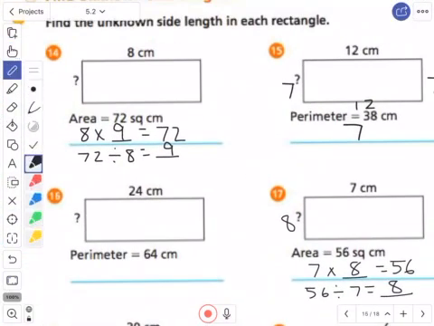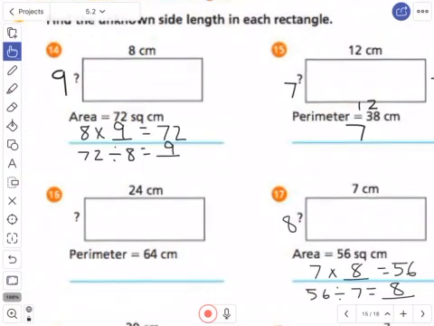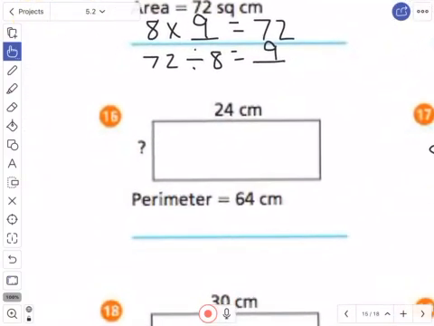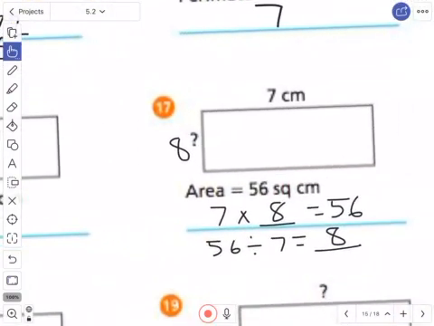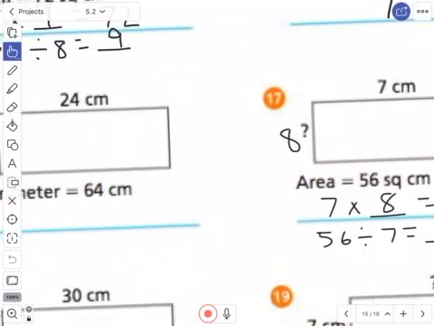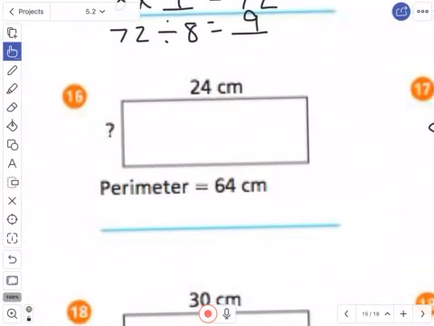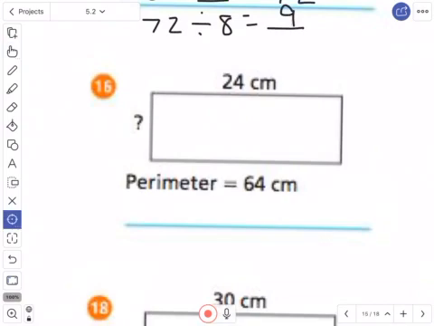I don't think I put that up there either. I did not. But perimeter is a little bit different again. You're going to have to do some more of that kind of thinking right there. You can pause it if you need to. But, okay, so this time my perimeter is 64. Now, I already know one of the lengths. So that one is 24.